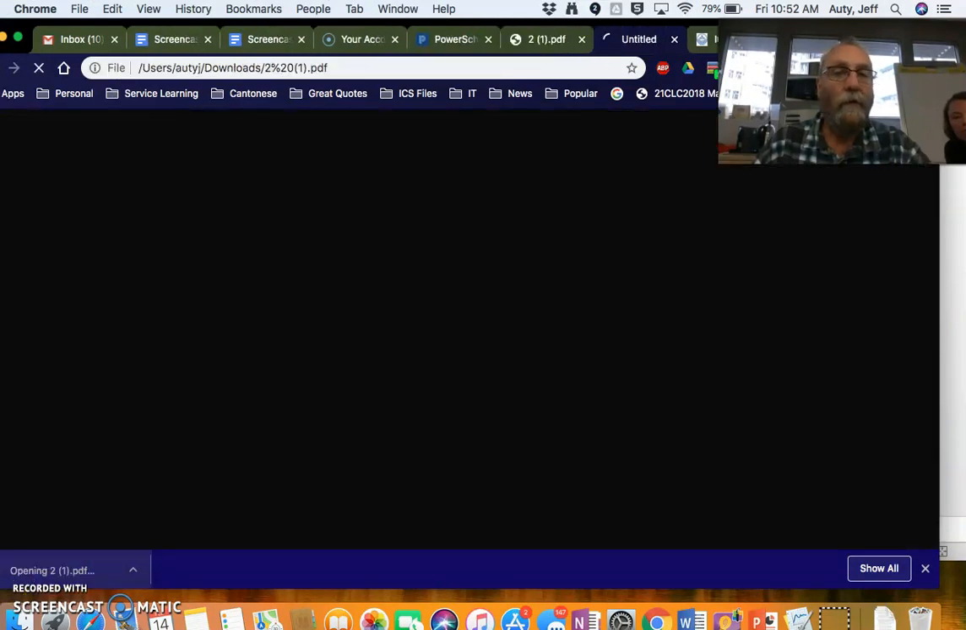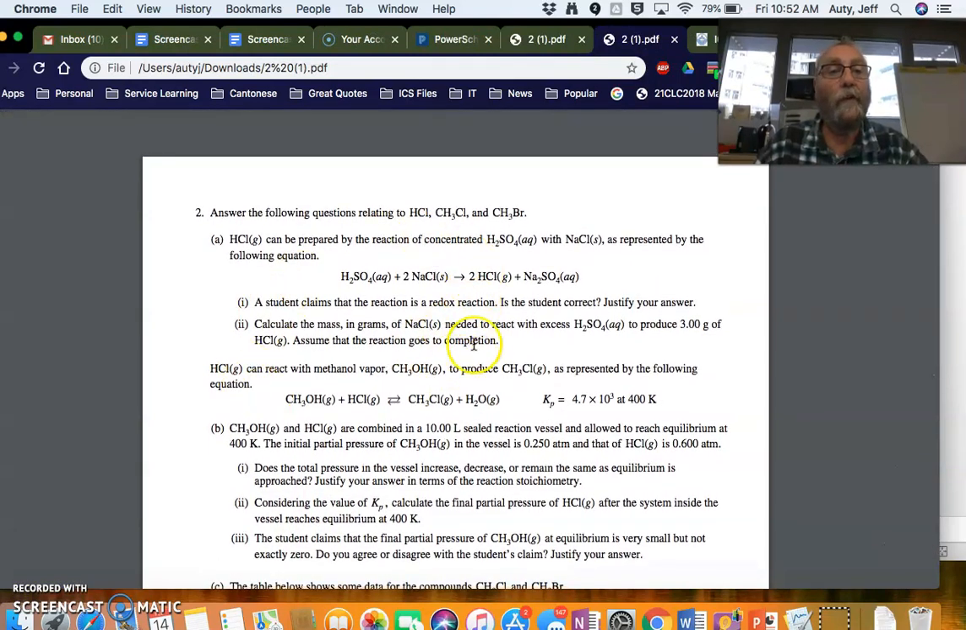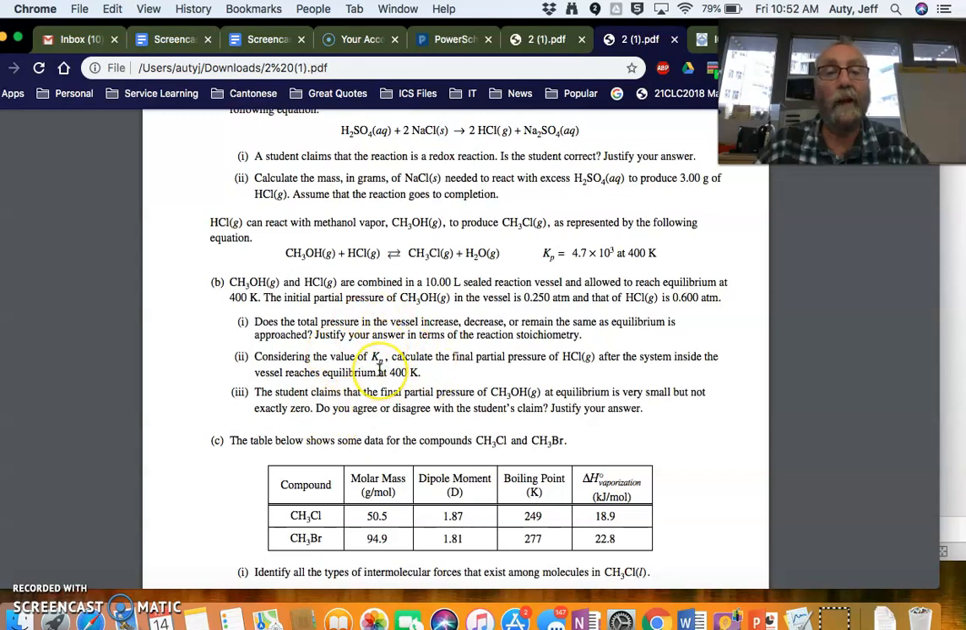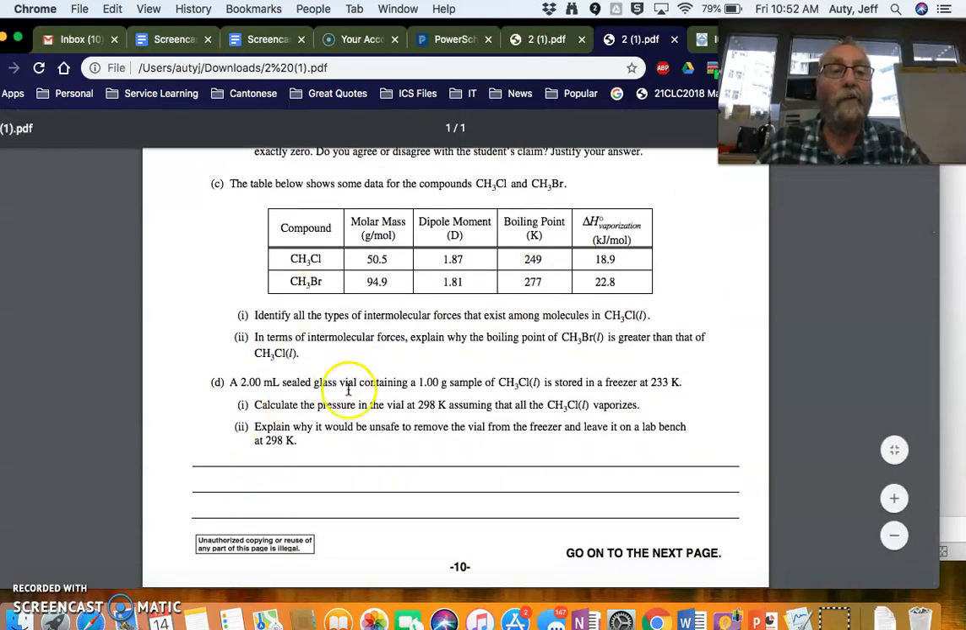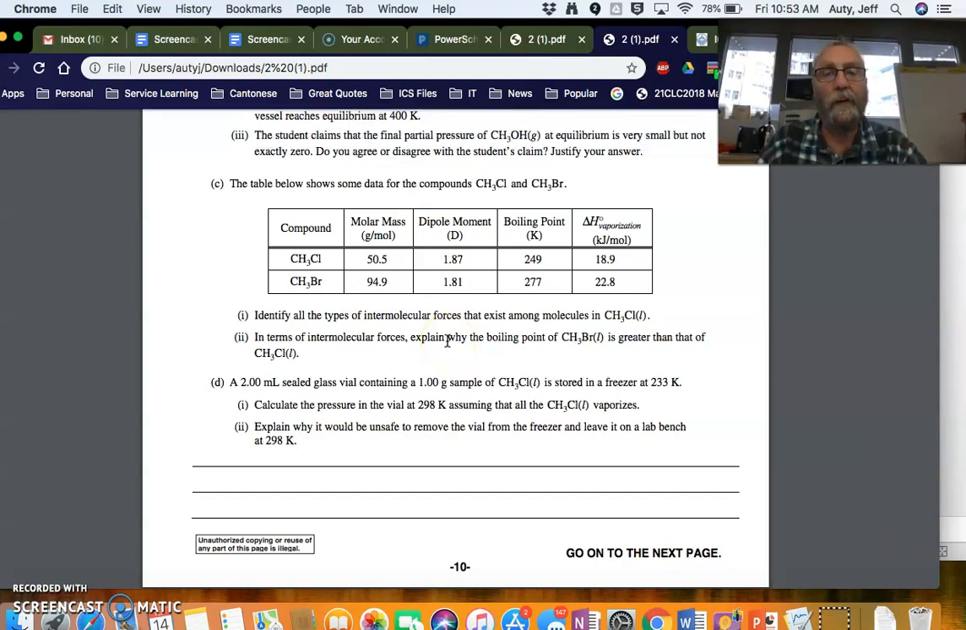You can see with these AP questions, yes, the first part here is to do with the actual equation and some mass calculations. Second part draws in Kp. It's only the third part which really draws in this whole idea of the forces. And so it's identify all the types of forces. This is very common with AP questions, that this particular topic is going to be part of much bigger questions.